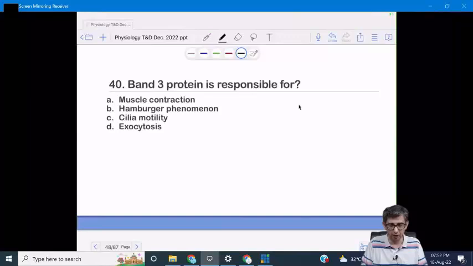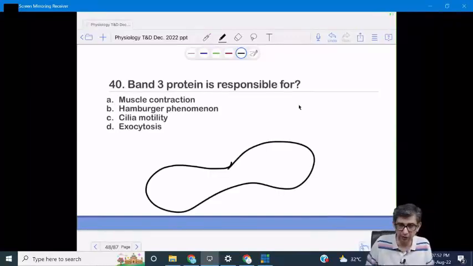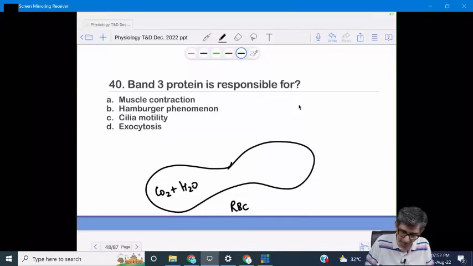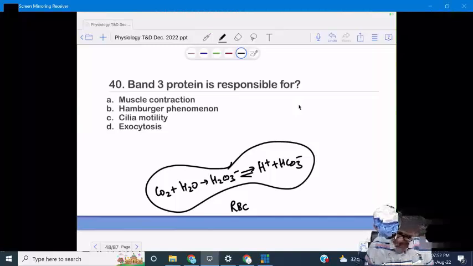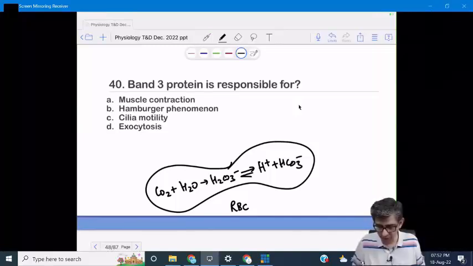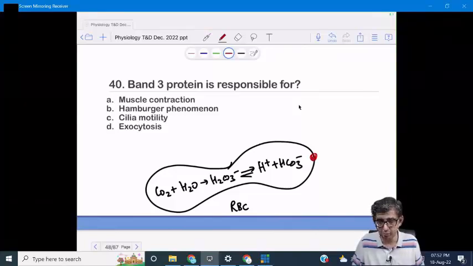Band 3 protein will be responsible for which of the following? So we have this RBC. In RBC, carbon dioxide will combine with water to form H2CO3. This H2CO3 will then break down to produce hydrogen and bicarbonate. Whatever is the bicarbonate that is produced, यहाँ पे there is a special protein called as band 3 protein, जो कि क्या करेगा कि इस bicarbonate को बाहर send कर देगा.